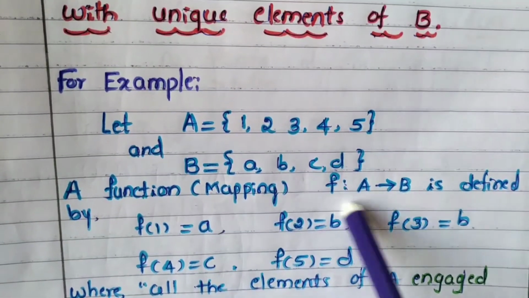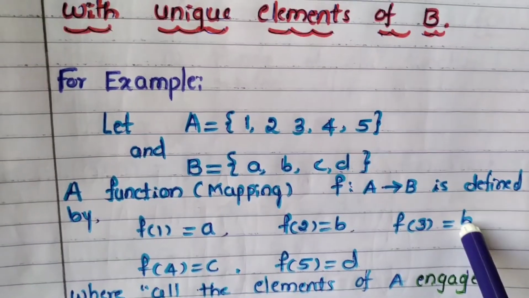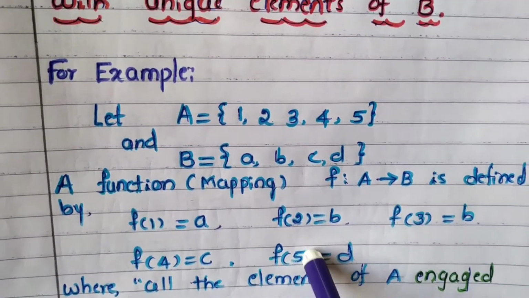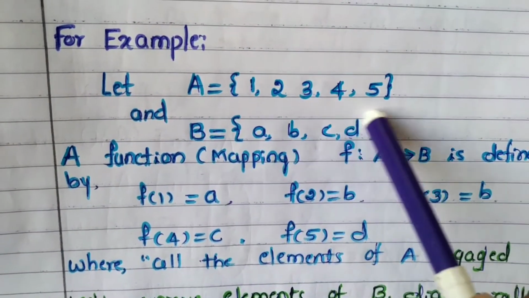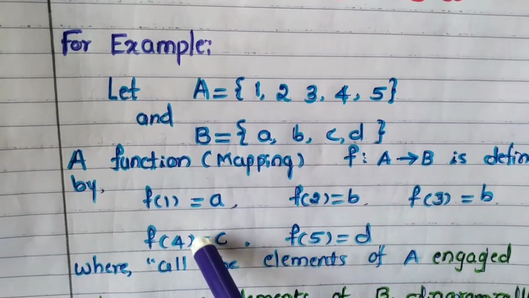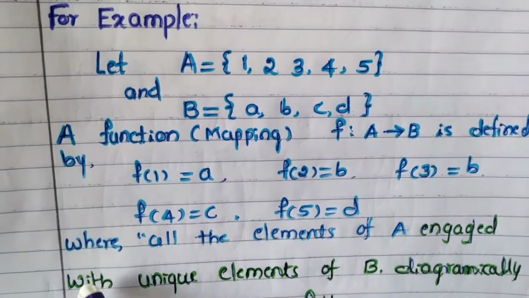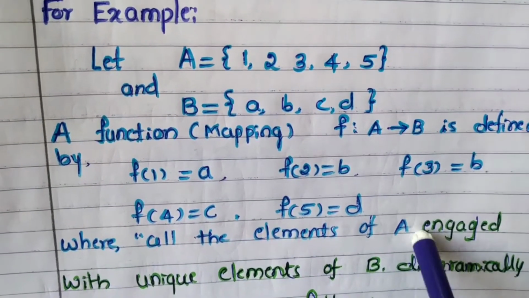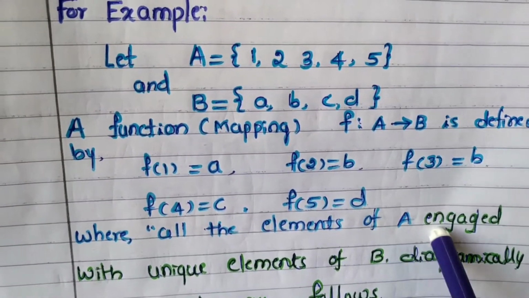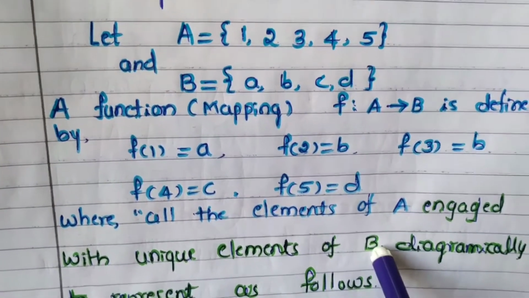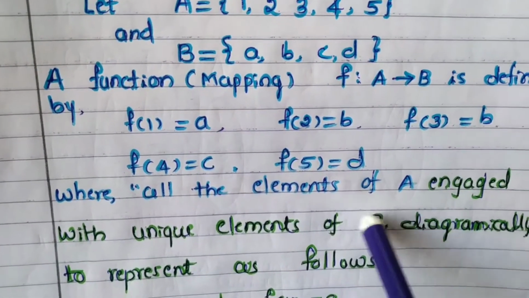A function f from A to B is defined as f(1) = a, f(2) = b, f(3) = b, f(4) = c, f(5) = d, where all the elements of A, meaning 1, 2, 3, 4, 5, are engaged, I use this special word, engaged with unique elements of B. That means all the elements of A are associated with some elements of B. Diagrammatically, it is represented as follows. I will show it on the next page.